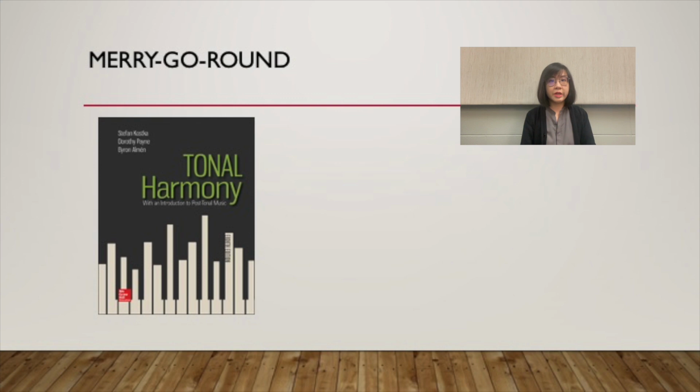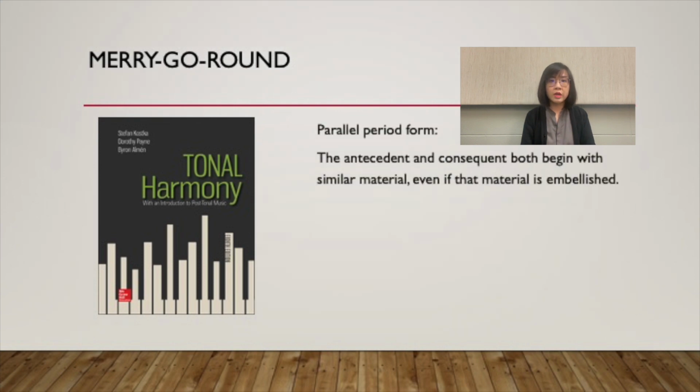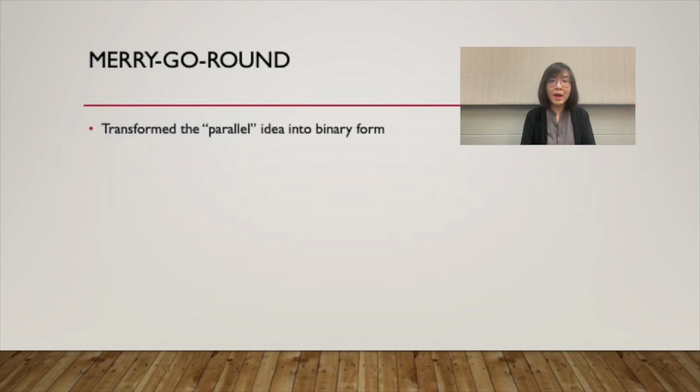According to the theory textbook, Tonal Harmony, parallel period is a more informative term for forms in which the antecedent and consequent both begin with similar material, even if that material is embellished. I suspect that the composer actually borrowed the idea from the word parallel and transformed it into a bigger form like binary form, but in A and A prime.